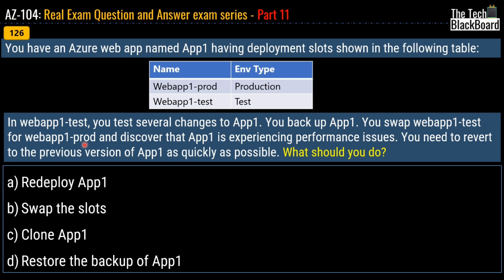Now you can already think that when you are experiencing some performance issues with the production environment, what is the best way? The best way is to go back to the previous version of your app. And where is that previous version now? That previous version is now in the test slot, because you just did the swapping between these two slots. So now you can do it again. So the best answer for this question is that you just need to swap the slots.